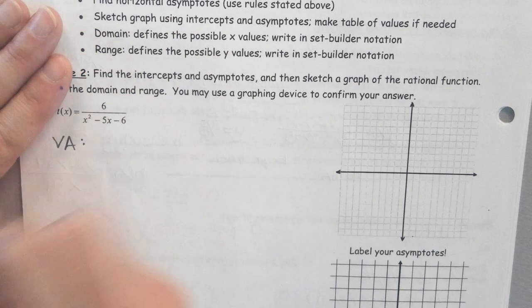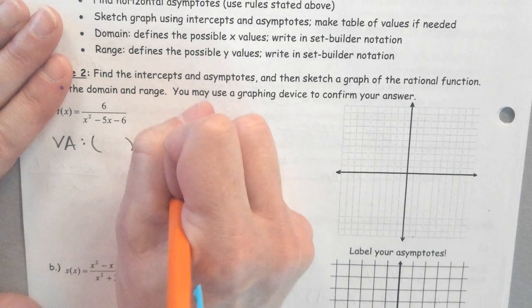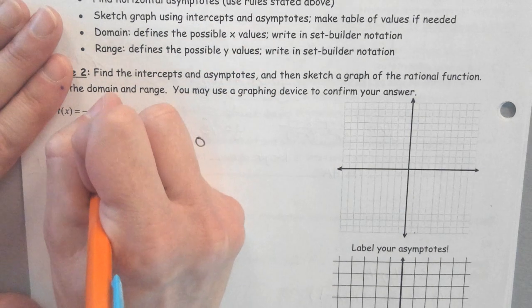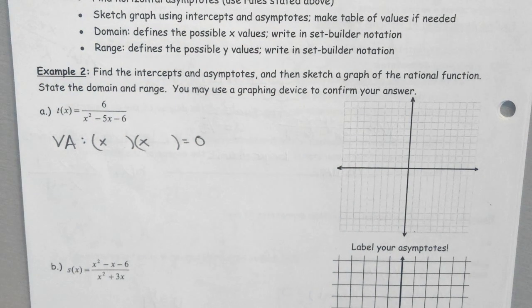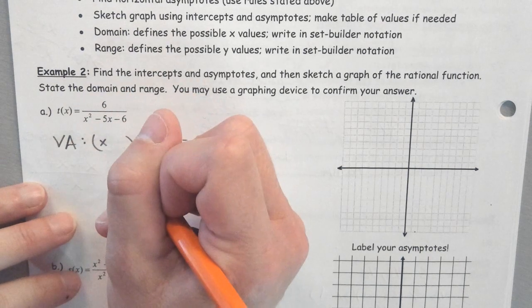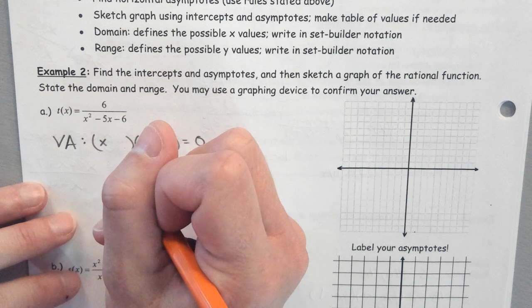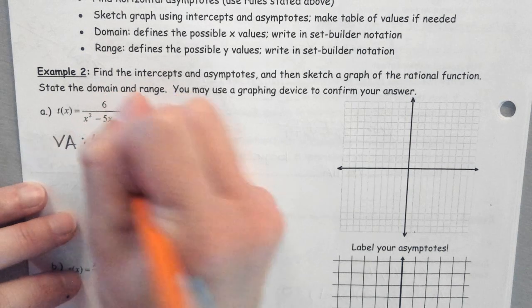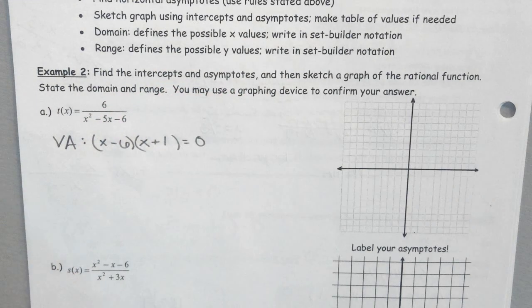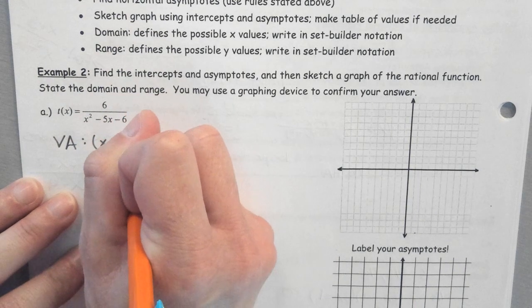Vertical asymptotes. Let's factor and solve. X times x is x squared. What do I need to multiply to get negative 6 to add to negative 5? Negative 3. Oh, I want to love it, but no. Still no. Oh, negative 6 and positive 1. Look what I did to you guys. I was super tricky. Negative 6 and positive 1. Negative 6 times 1 is negative 6. Negative 6 plus 1 is negative 5. So my vertical asymptotes are x equals what?